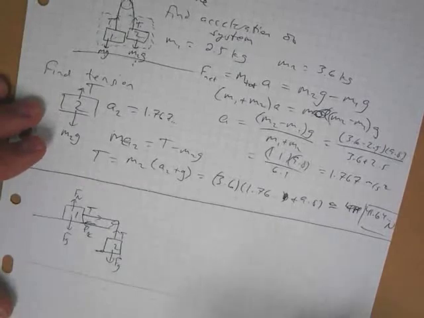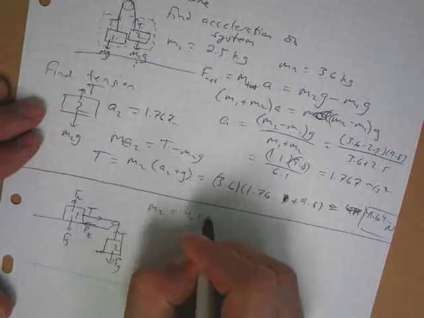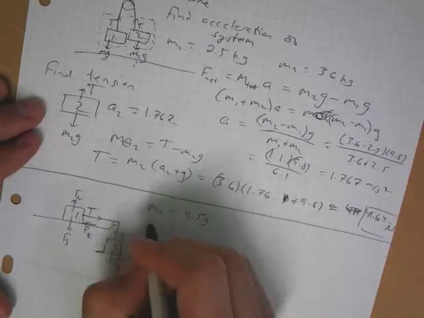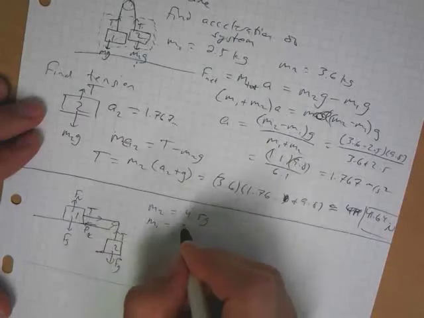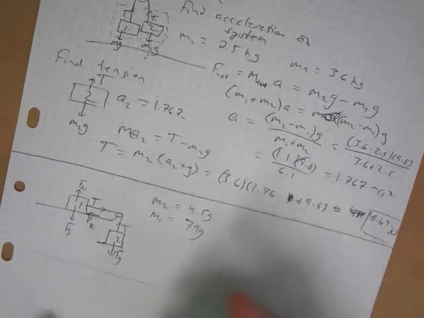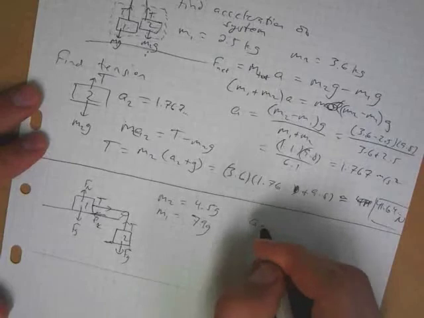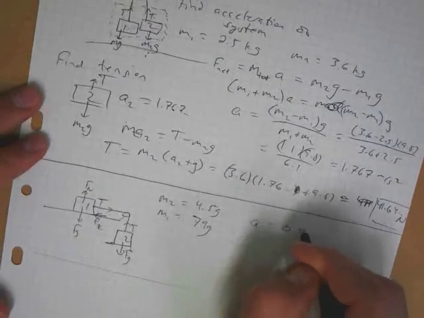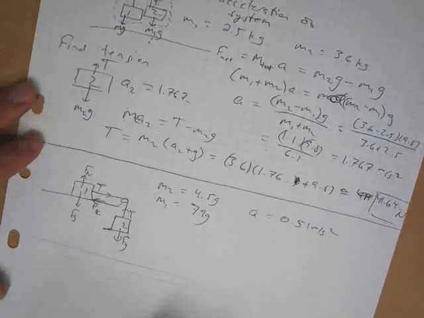Okay. Now let's say mass of block 2 is 4.5 grams. Mass of object 1 is, I don't know, 7.9 grams. And then we'll say that the system is accelerating at 0.51 meters per second squared.